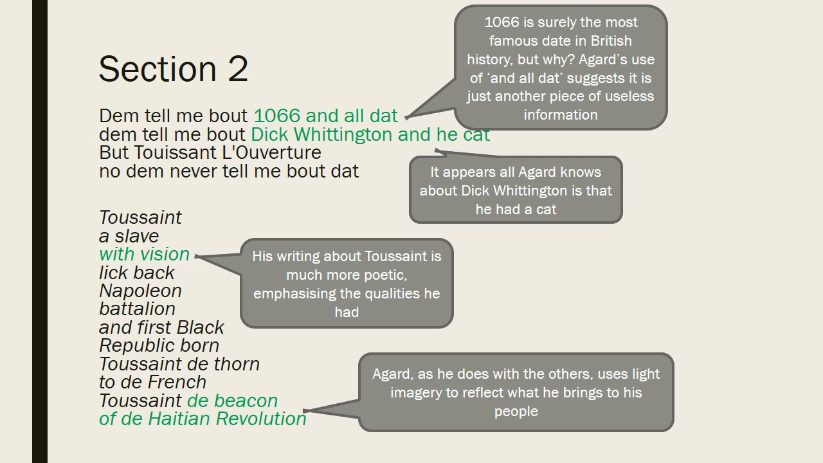The point being here, what have 1066 and Dick Whittington and the pointless information he knows about got to do with who Agard is? Who Agard is is being stressed by the way that he is writing in his own dialect, okay? And then the much more relaxed and flowing and interesting, exciting ideas about someone who struck a blow for black people in establishing the first Black Republic, a beacon for everybody.